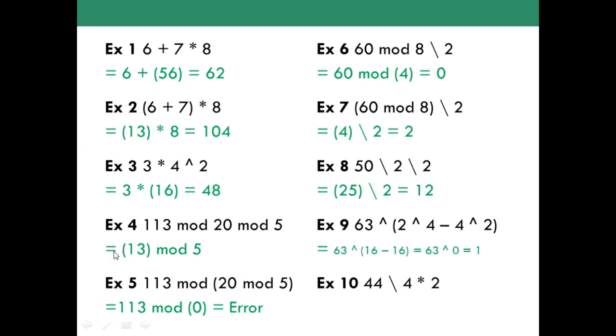Now for exponents. In the case of example 9, we have what seems like a very complicated line, when in actual fact the result is going to be very simple. It's going to be a 1. 63 to the power of a whole long bracket: 2 to the power of 4, subtract 4 to the power of 2, which evaluates to 16 subtract 16. When you subtract 16 from 16, you get 0. 63 to the power of 0 evaluates to 1. Any number to the power of 0 is always going to give you the result of 1.